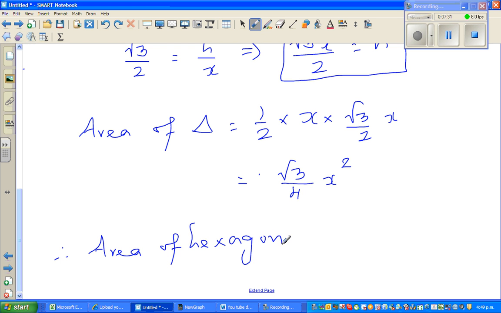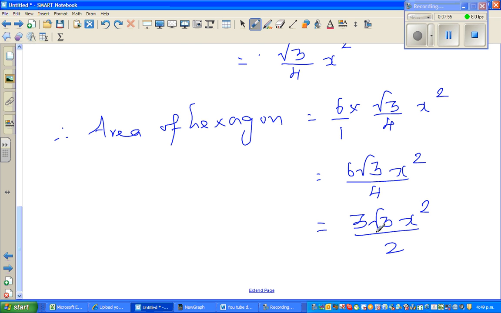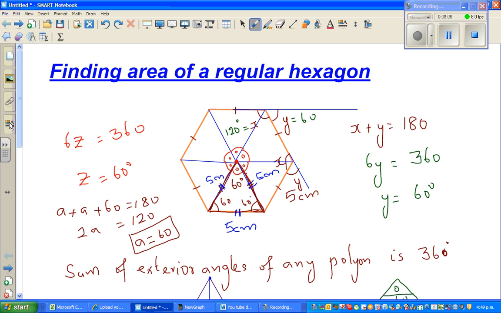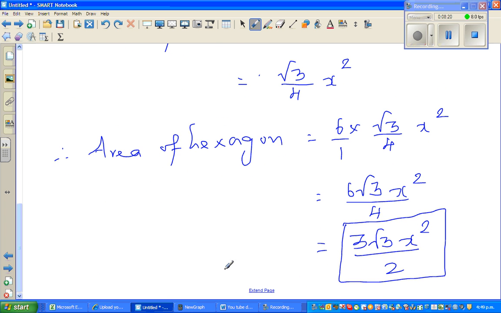Therefore, the area of the hexagon is 6 times root 3 over 4 x squared. And this can be simplified. This is nothing but 6 root 3 x squared over 4. And 6 over 4 is the same as 3 over 2. So 3 root 3 x squared over 2 is the general formula for the area of a hexagon. So let's use this. In the previous video, I showed you that the area of a hexagon of 5 centimeters was 64.95. So let's use this formula to confirm whether the formula is right.